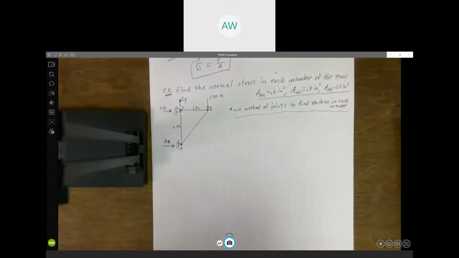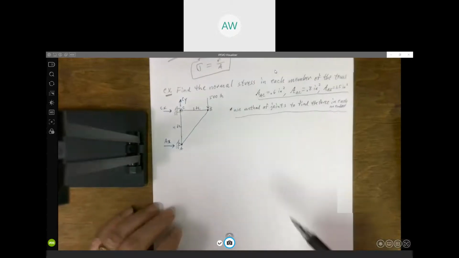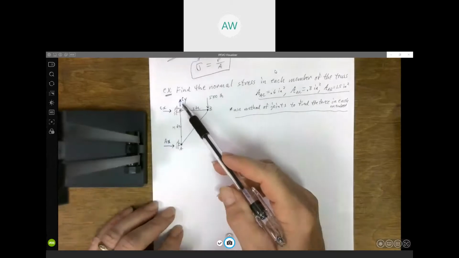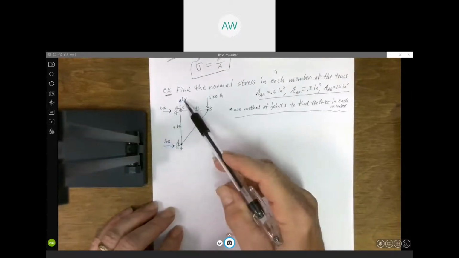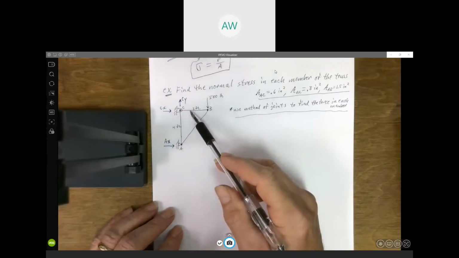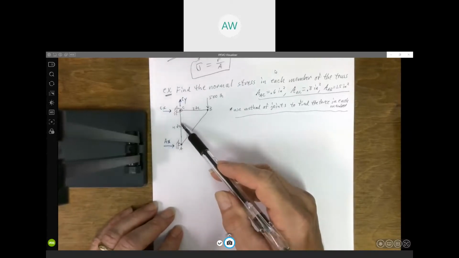We only have the 2 sum of the forces equations. That's why you can't have more than 2 unknowns. So if you look at joint C first, we have 4 unknowns. We've got our 2 unknown support reactions, as well as the 2 unknown forces in members BC and AC.